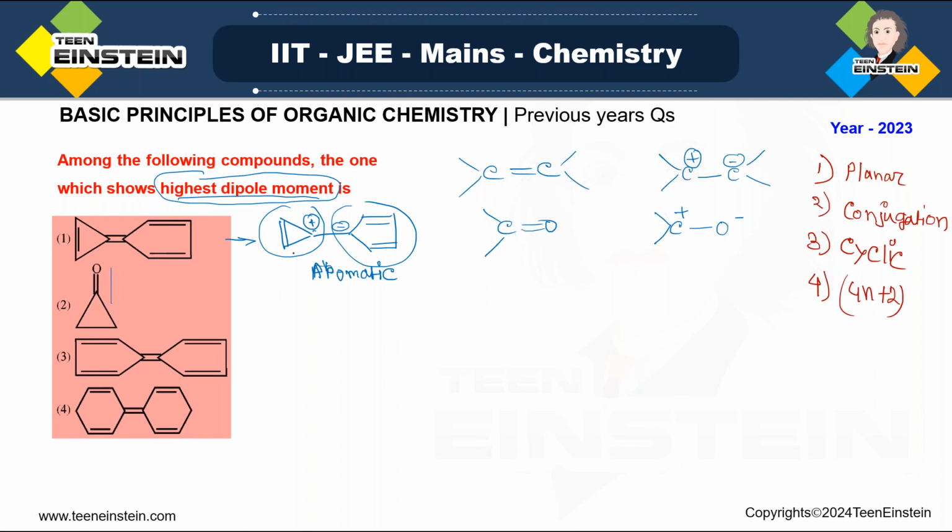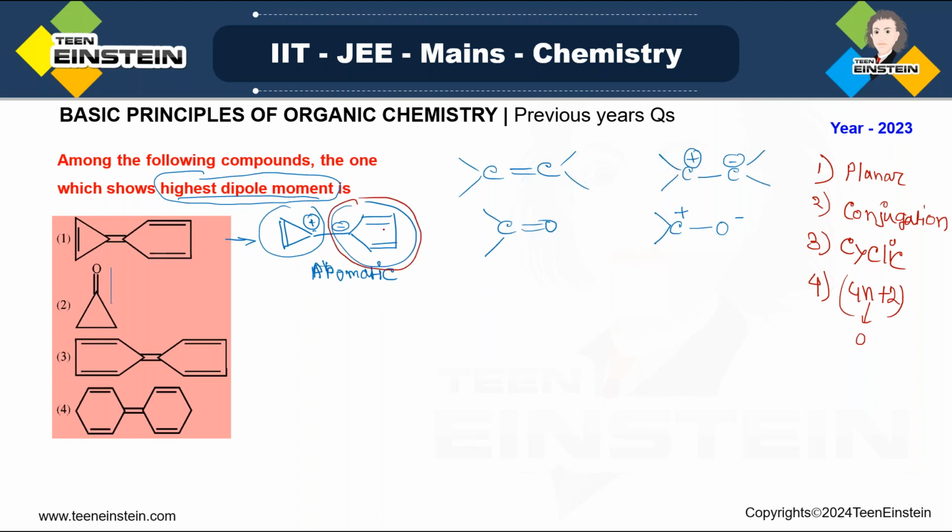So in this case, you can see we have a total of 2 pi electrons because we have only one C=C double bond, and that satisfies 4n plus 2 when the n value is 0. And then it is cyclic, conjugation is possible, and it is planar. Thus all 4 conditions are fulfilled.